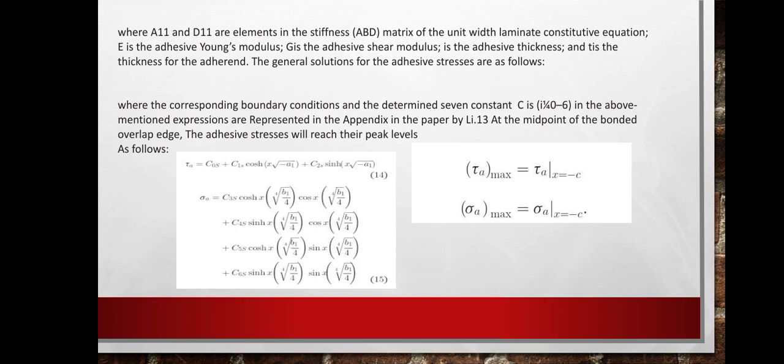E is adhesive Young's modulus, G is adhesive shear modulus, is the adhesive thickness, and T is the adhesive thickness for the adherent. The general solution for the adhesive stresses is as follows, where the corresponding boundary conditions determine the 7 constants. C i, i from 0 to 6 in the above mentioned expression are represented in the appendix in the paper. At a midpoint of a bounded overlap edge, the adhesive stresses will reach their peak level as follows.